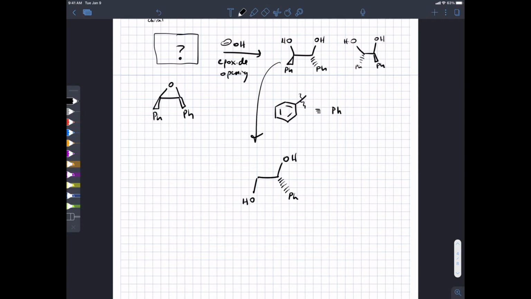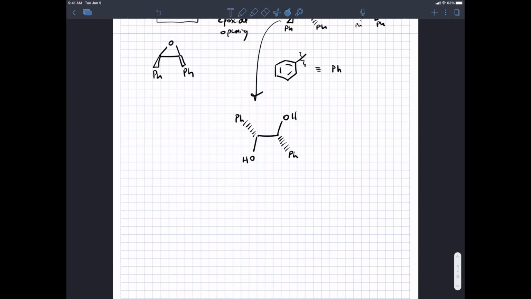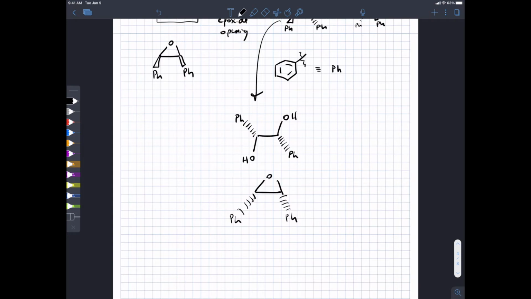and then get the rest of the molecule oriented in the right way. And then just think backwards. Imagine that this OH group backs out. We lose the proton there, and we make a new carbon-carbon bond here, and that's going to keep the phenyl group on that backside but push it downward, and that's the precursor.